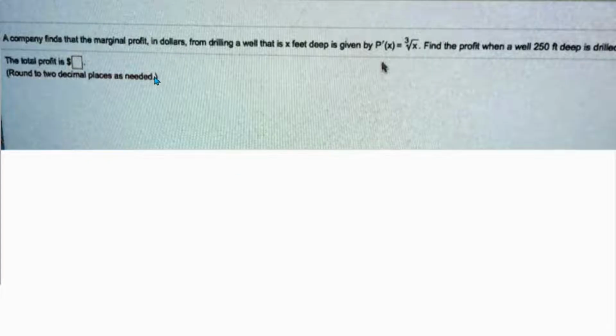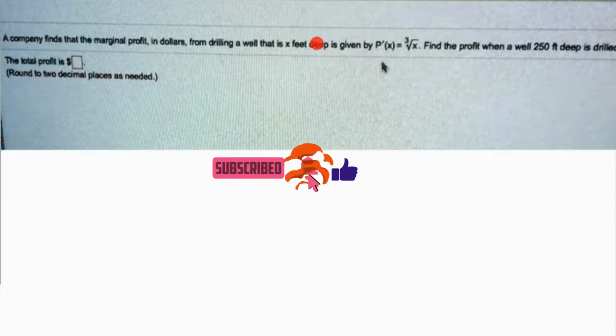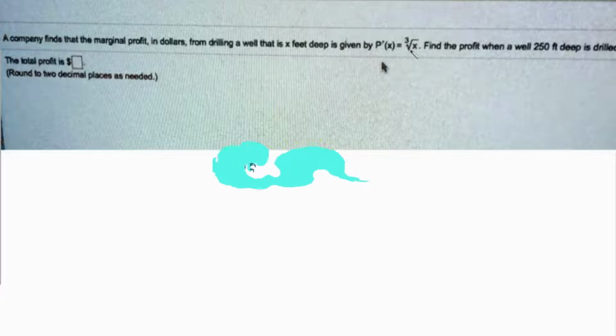All right. A company finds that the marginal profit in dollars from drilling a well that is x feet deep is given by this equation. So, what is the profit when a well 250 feet deep is drilled? That's what we have to find. So, what is the marginal profit?